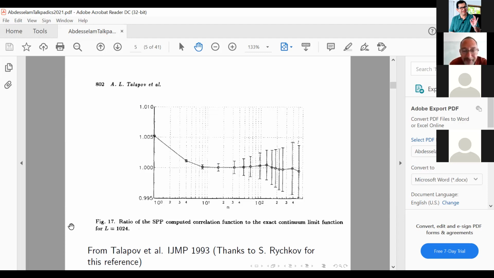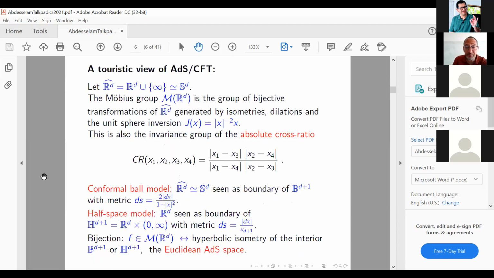I was looking for this kind of reference for a long time and was unsuccessful with Google search, etc. But I have Slava Rychkov to thank for letting me know about this reference, which has this nice curve. Anyhow, let me now talk about AdS/CFT. I mean, it's a touristic, impressionistic review, very quick. So what's going on?